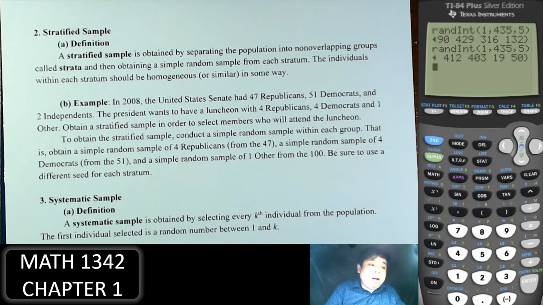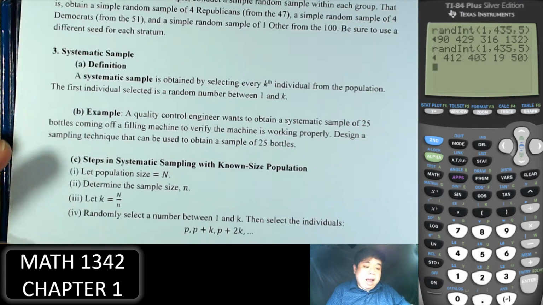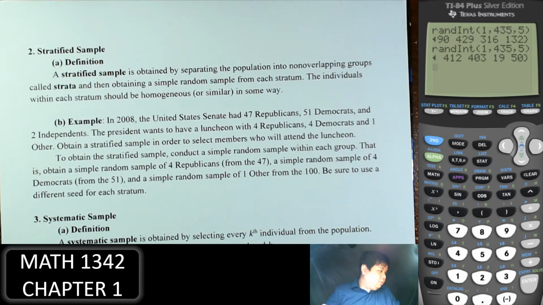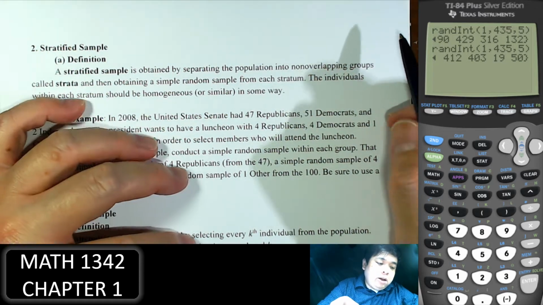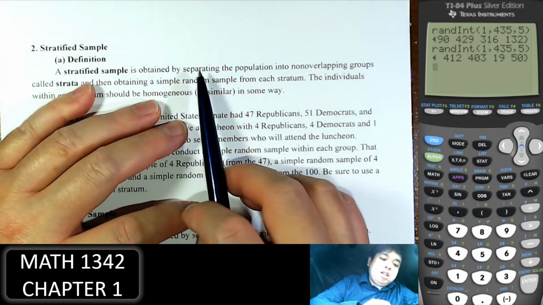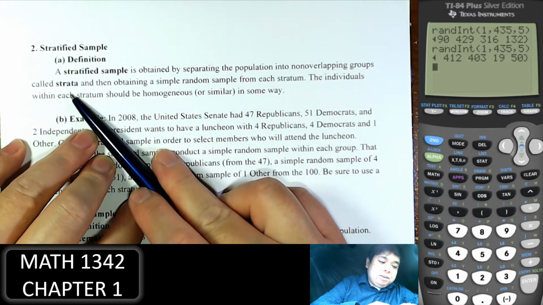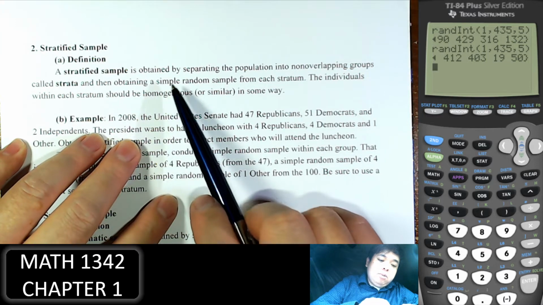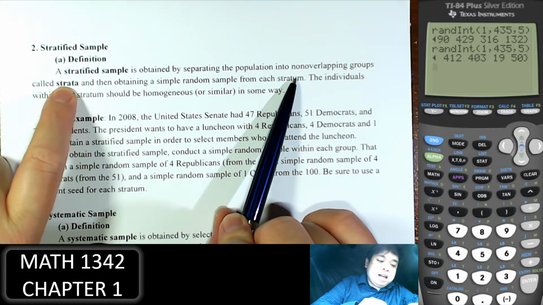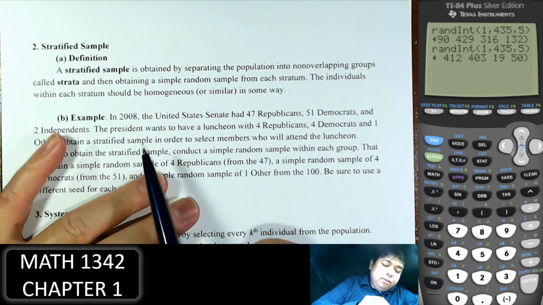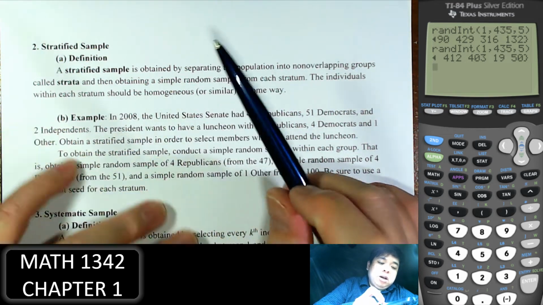Now another effective way is what we study here: stratified, systematic, and cluster sampling. Those are different ways. Right, stratified sample. A stratified sample is obtained by separating the population into non-overlapping groups called strata, and then obtaining a simple random sample from each stratum. This is the singular form of that. That is the plural form of this. The individuals within each stratum should be homogeneous or similar in some way.